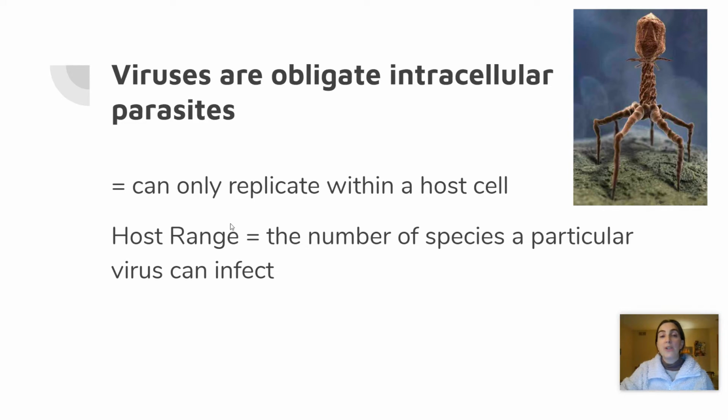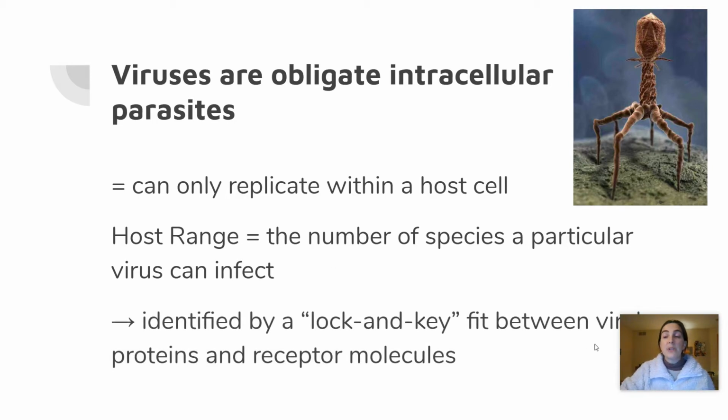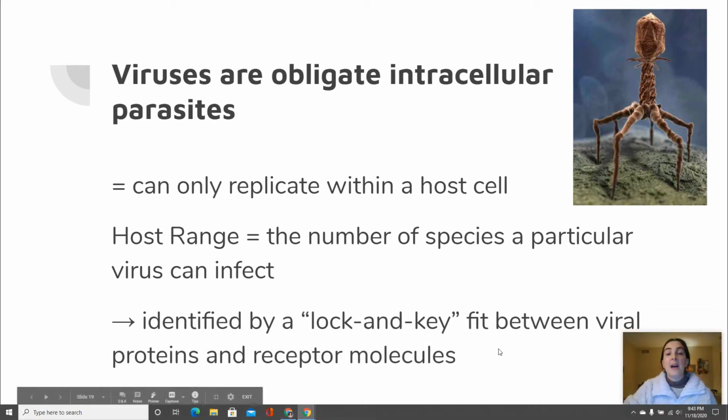The host range is how we describe the number of species a virus can infect. Some viruses are very specific and only infect one species. Others maybe can infect mammals, but not other types. And others can range across a broader spectrum of living things. And the host range is really identified by the match between the viral proteins and receptor molecules on the cells. Because what viruses do is they use some of the structures on the surfaces of our cells to kind of let themselves into our cells, trick our cells into taking them in, and then they can use our cellular machinery to reproduce themselves.